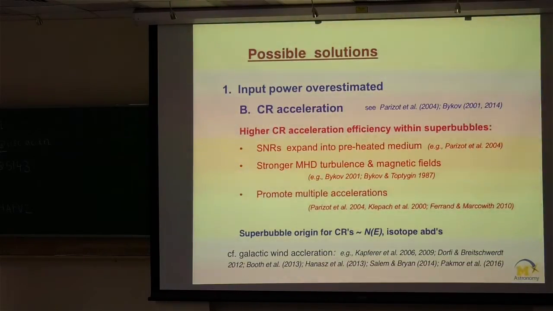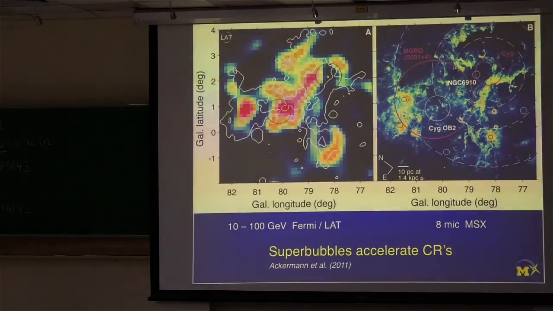We do feel fairly confident that superbubbles are accelerating cosmic rays, and we look at the energy distribution of the cosmic rays and the isotope abundances. So far, they seem to be consistent with what people expect for cosmic ray acceleration. Indeed, it would be very hard to explain cosmic ray acceleration without superbubbles.